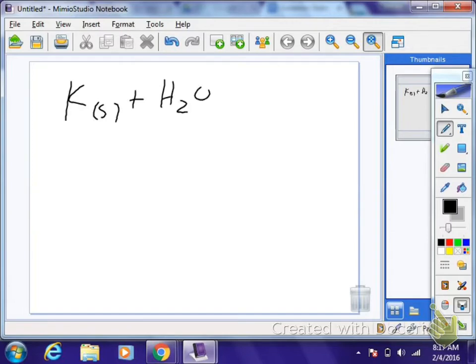K does react with water, because off to the side it says it will. But then what it will produce is K and O side by side plus hydrogen gas. So this is K's a plus 1, oxygen's a minus 2, so it's K2O plus H2. Any questions with that?